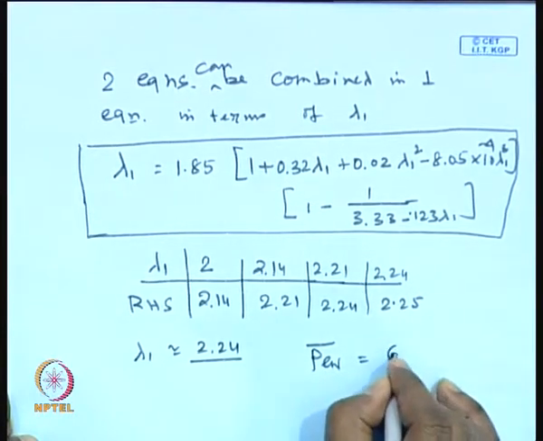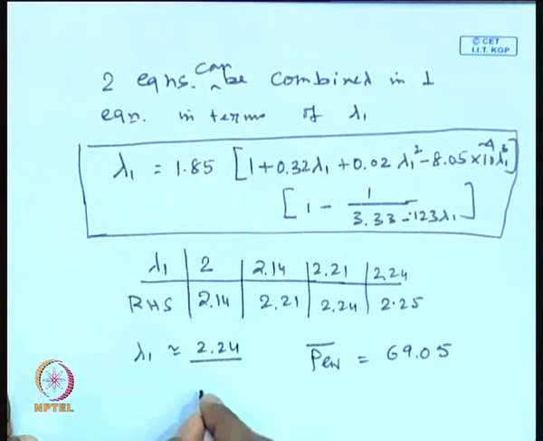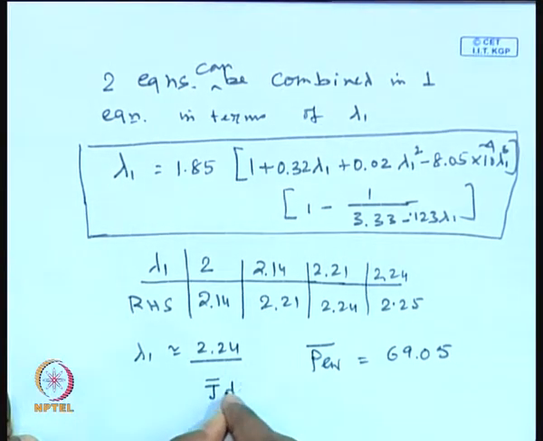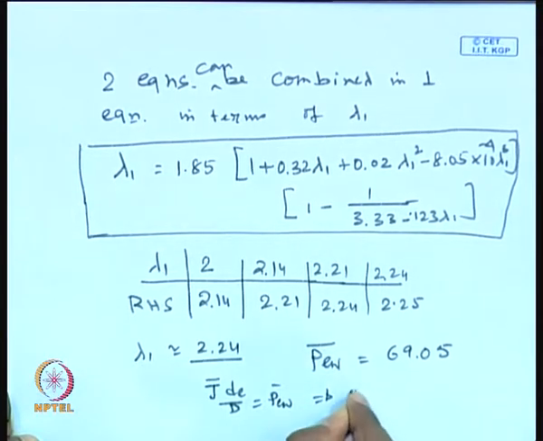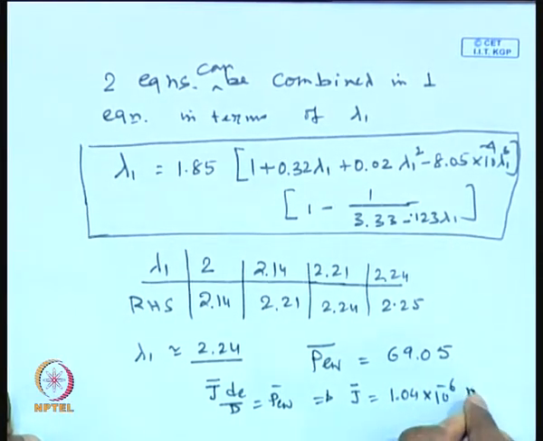It turns out to be 69.05, and if you put J bar d by d is equal to Pw bar, the length averaged permeate flux becomes 1.04 into 10 to the power minus 6 meter cube per meter square second.